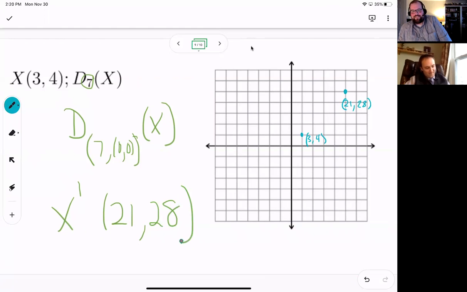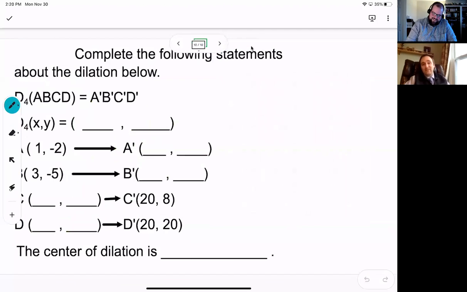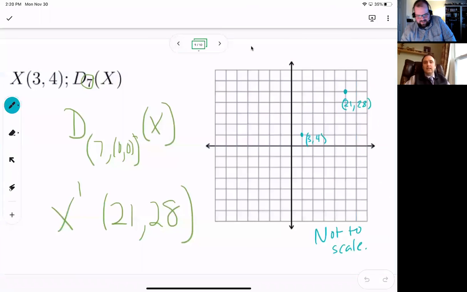Cool. 1, 2, 3, 4, 5, 6, 7. 1, 2, 3, 4, 5. Why didn't you just go here? It's not to scale. But then you would have gone 7, 7. Because it's not to scale, it would have been easier. Whatever makes you happy. But anyway, I wouldn't have graphed that. That's silly. Yeah, that is kind of a weird thing.